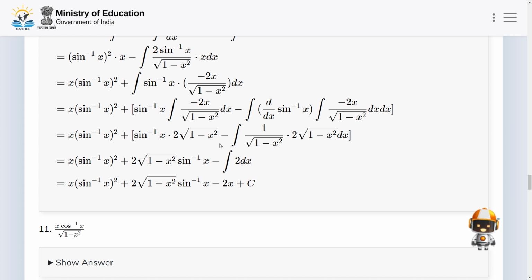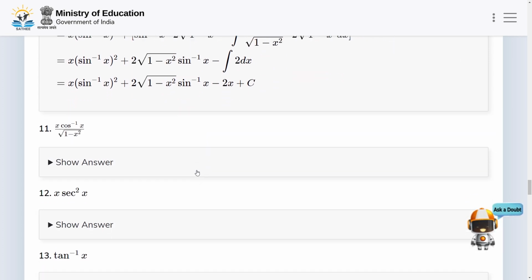Okay, I hope it is clear. After simplifying, you will get this as your final answer. Simple. Okay, now let us move to the next problem.